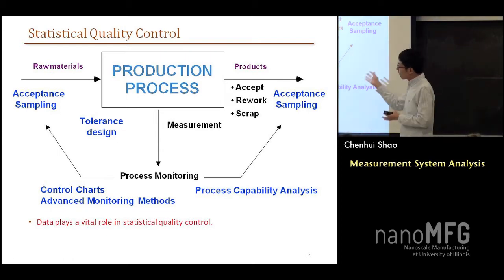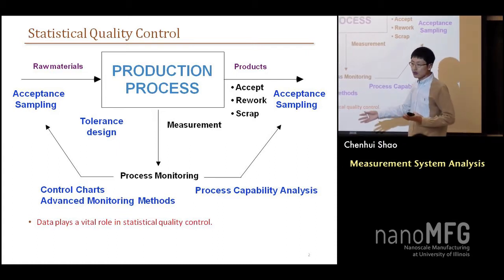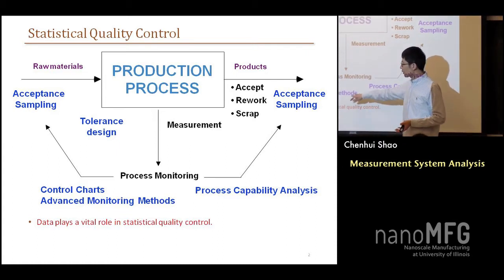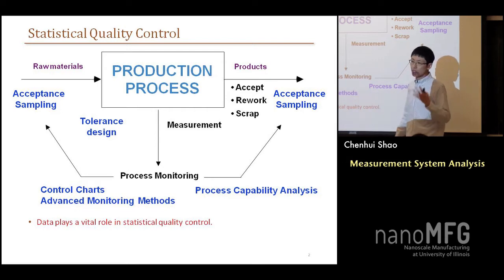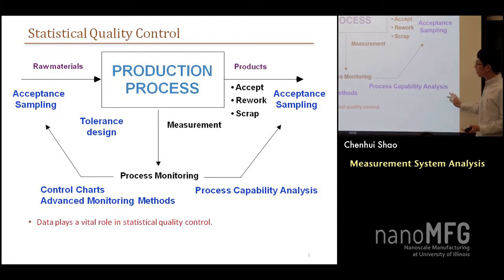So we have many different techniques: acceptance sampling for the products, and process monitoring. For monitoring, we can either use control charts, like we have already learned, or the different types of control charts, or we can use some advanced monitoring methods, like multivariate control charts, or machine learning methods, or we can estimate process capability using the data we collected. But you can see that in all the tasks, data is very important, right?